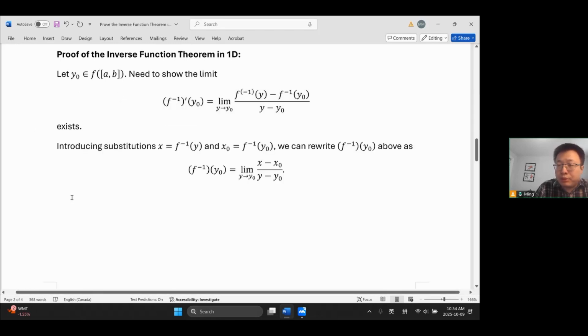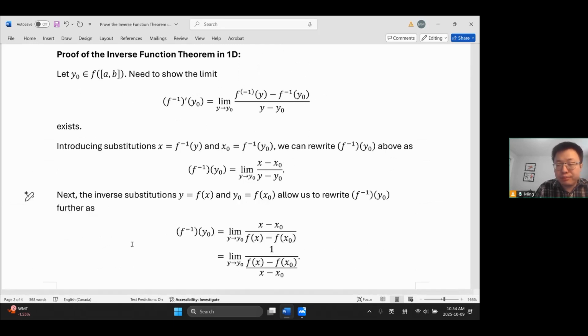And next, we're going to introduce the change of variables x equals f inverse y and x0 equals f inverse of y0. So the numerator in the limit now becomes x minus x0. Next, we're going to use the inverse substitutions. Since x is f inverse of y and x0 is f inverse of y0, we can write y equals f of x and y0 equals f of x0. The denominator of the limit is now changed to f of x minus f of x0.